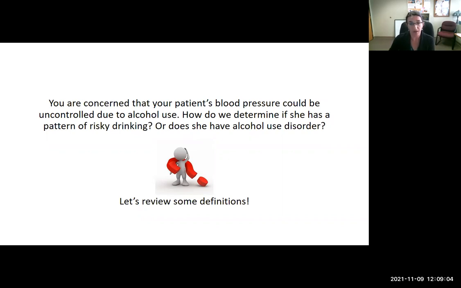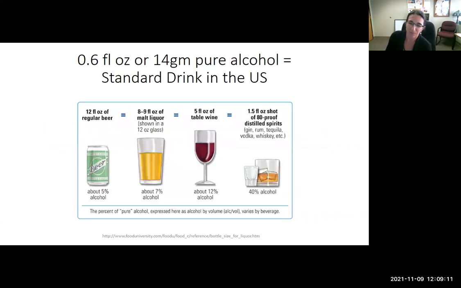So how do we determine if she has a pattern of risky drinking or if she actually has an alcohol use disorder? We'll just review some definitions here. It's important to remember our standard drink amounts. In the US, a standard drink is 0.6 fluid ounces or 14 grams of pure alcohol. And you can see depicted here a few of those.